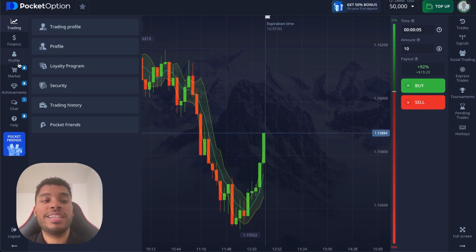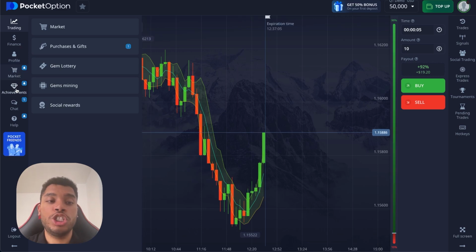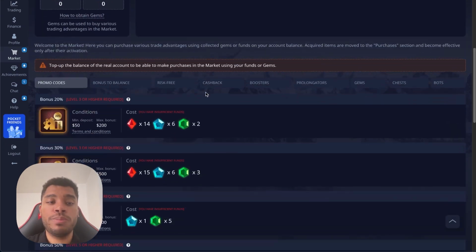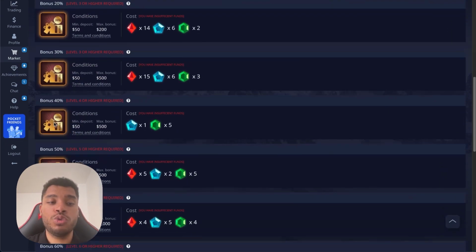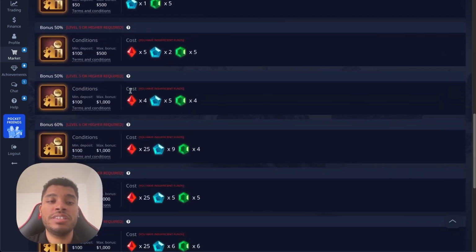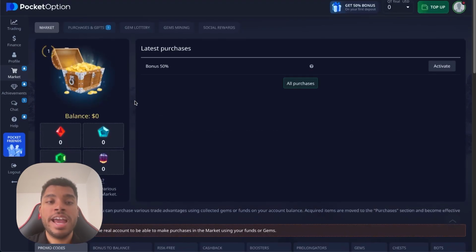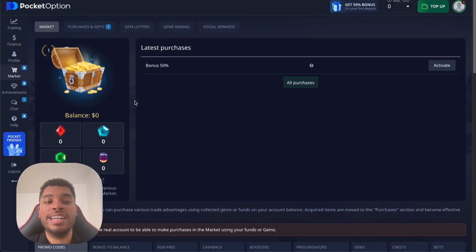Now, below the profile section you have the market and the achievements. To be honest with you, I think that these might be the only two sections of Pocket Option that might seem a bit overwhelming, especially at the beginning. In fact, if for example I go in the market section, here I'm going to be able to buy multiple power-ups that are going to help me during my trading, and as you can see the cost is in gems, and you earn these gems by leveling up, and to level up you need to place multiple trades, make deposits, and complete multiple achievements inside Pocket Option.